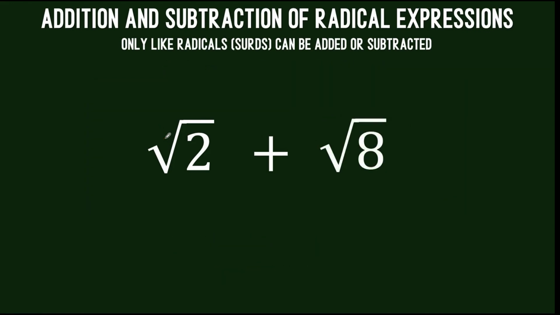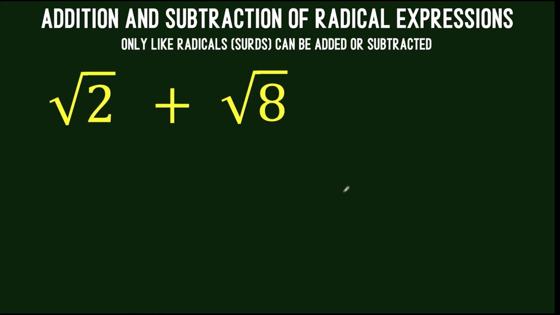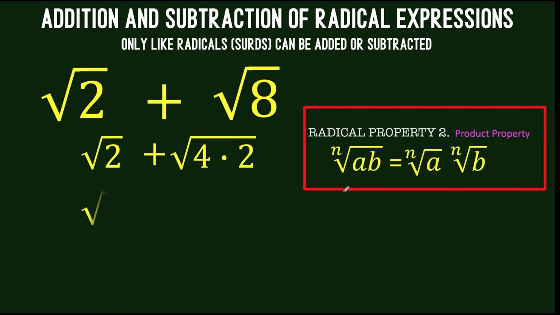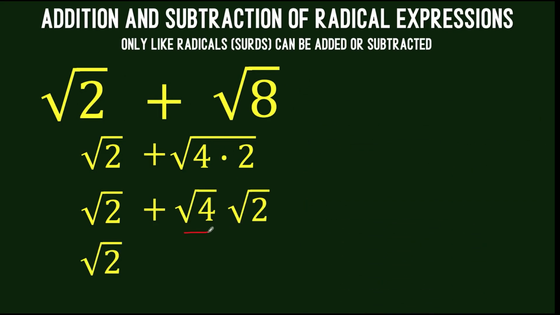Let's say we have square root of 2 plus square root of 8. Now you might be rejoicing. This is easy. These are unlike radicals. The base 2 and the base 8 are different. So the answer is just whatever is given. That is wrong. In the case of square root of 8, we can still simplify that. Notice that square root of 8 can be written as square root of 4 times 2. And applying the product property of radicals, we can separate this into 2 radicals. And we know that the square root of 4 is equal to 2. So we can still write this as 2 square root of 2.